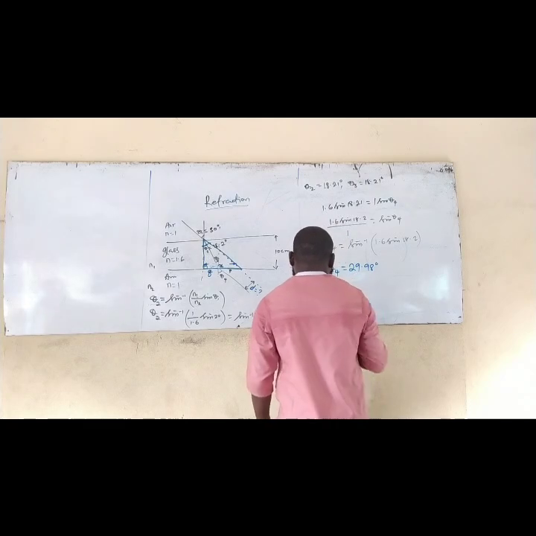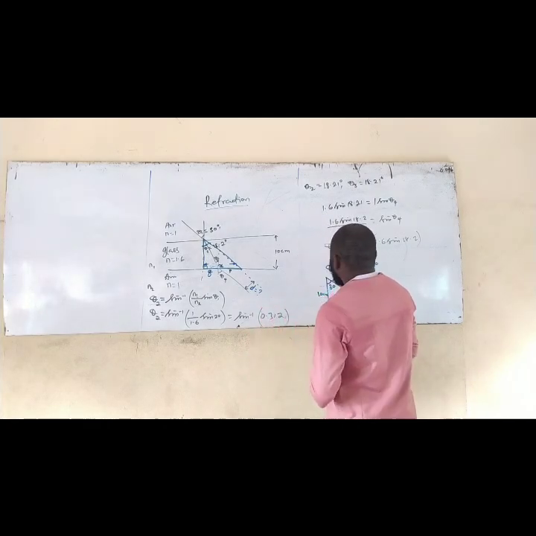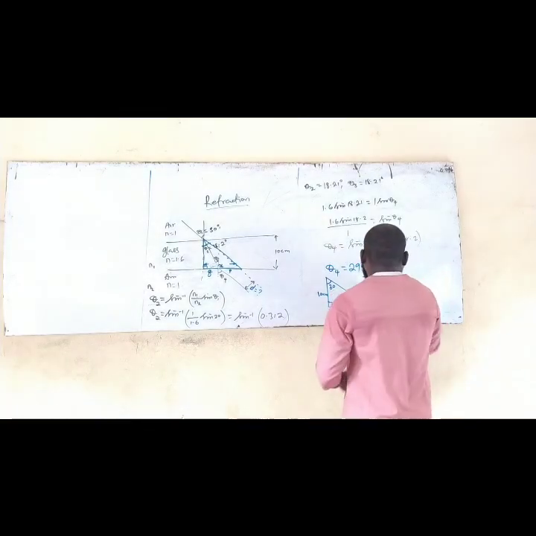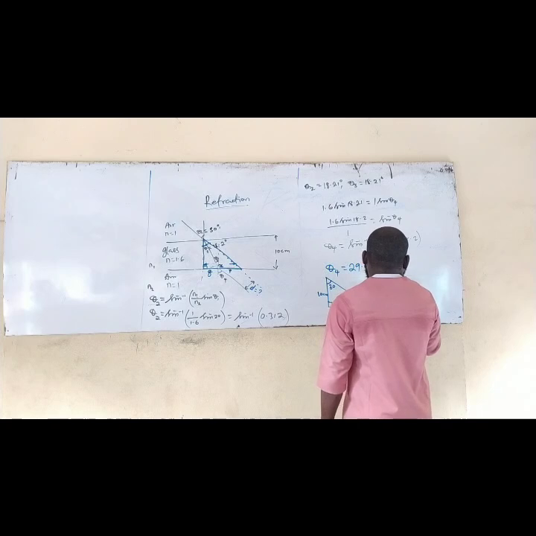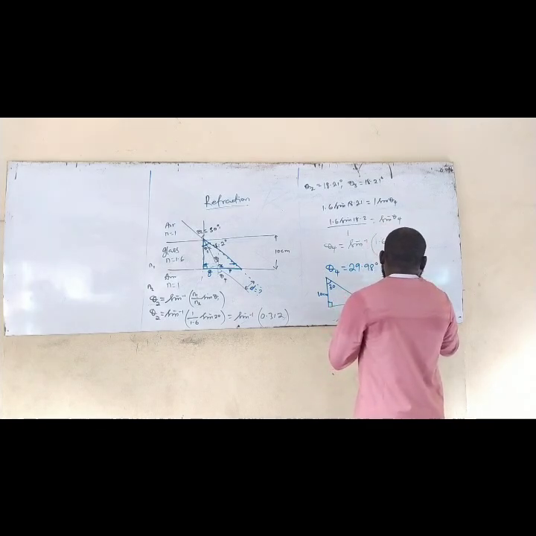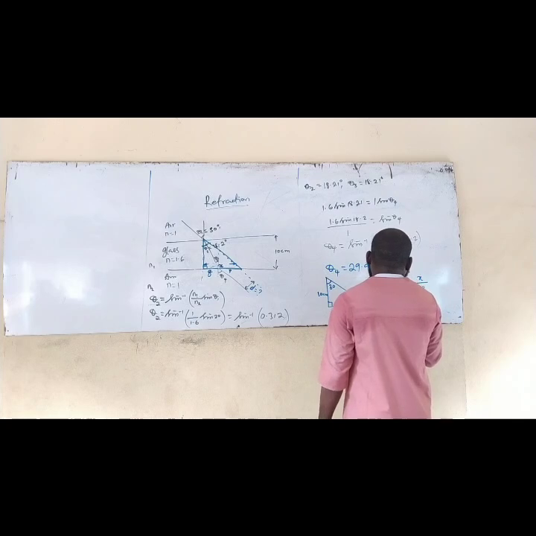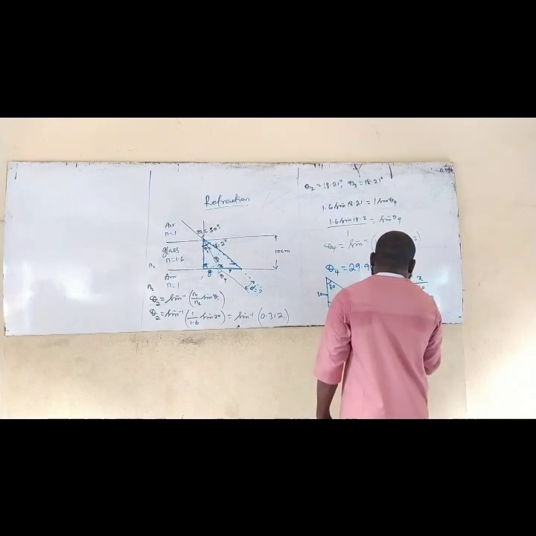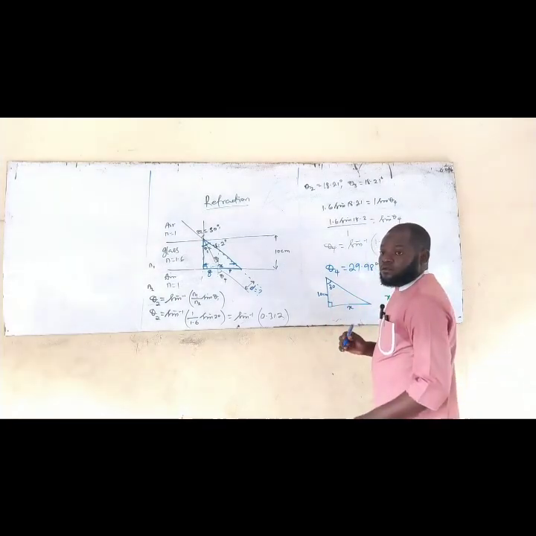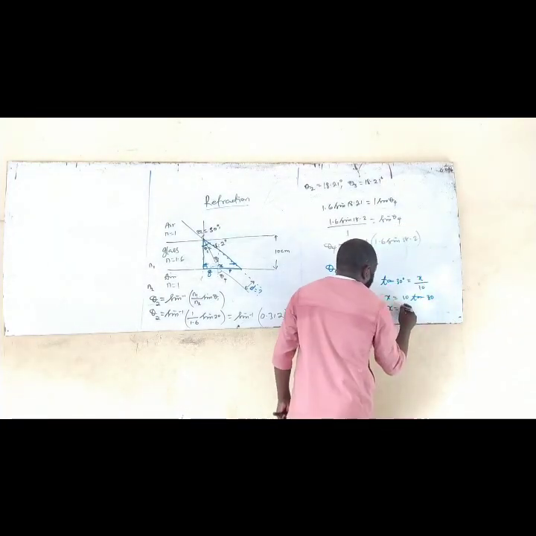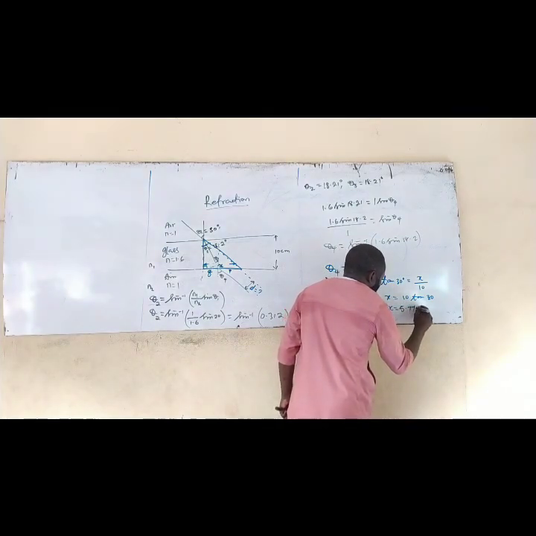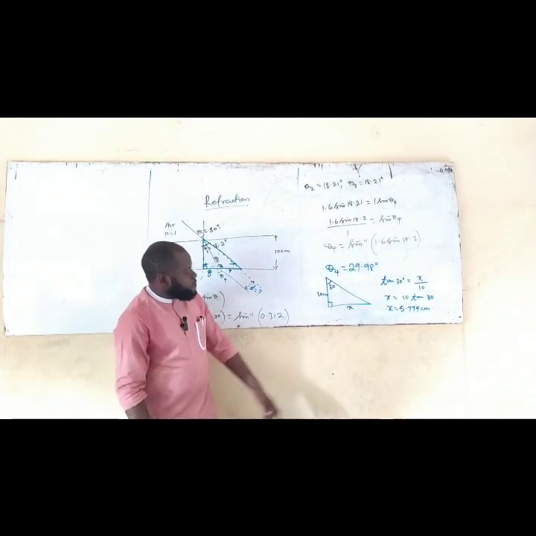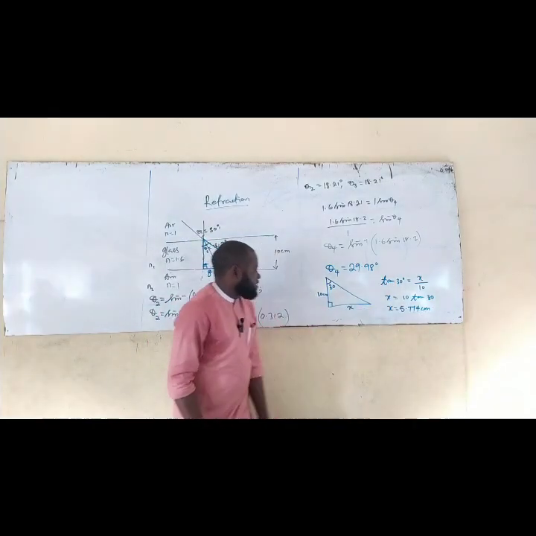And from here to this place is X. So we can find the value for this place by saying the tangent of 30 degrees is equal to opposite over adjacent. So X is equal to 10 times tan 30. 10 times tan 30 will give us 5.774 centimeters. That's the value for X. So the value for X is 5.774 centimeters.